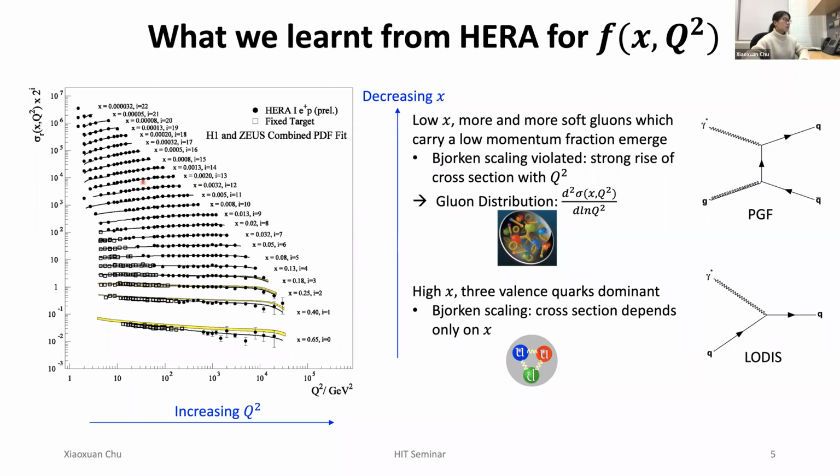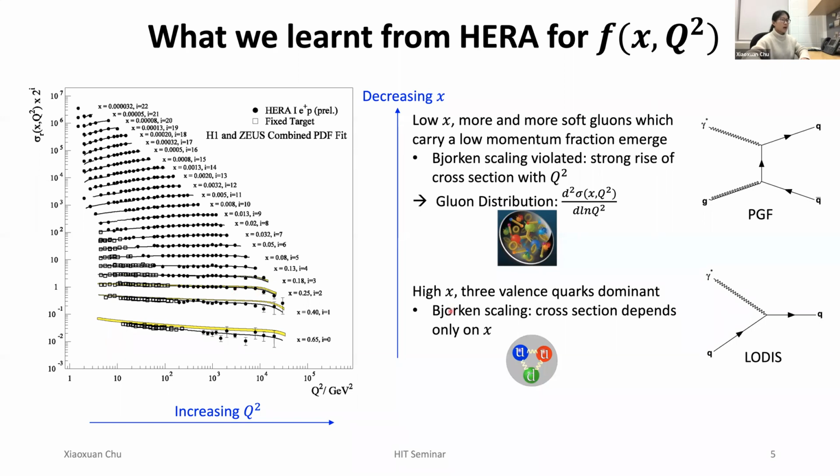In the left plot, it is shown the measured differential cross-section as a function of Q square and x. Basically, the data points can be divided into two groups, from the higher x region into the lower x region. So in the high x region, the three valence quarks dominate in the ep collisions in the nucleon. And you could see in this high x region, the measured differential cross-section doesn't depend on the Q square. We call this phenomenon Bjorken scaling.